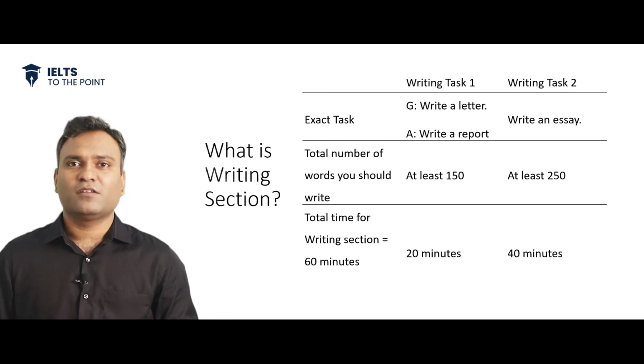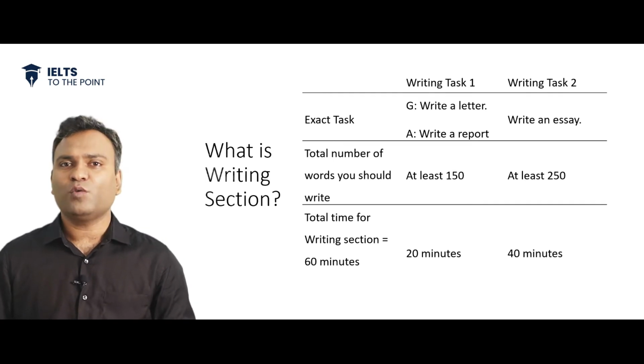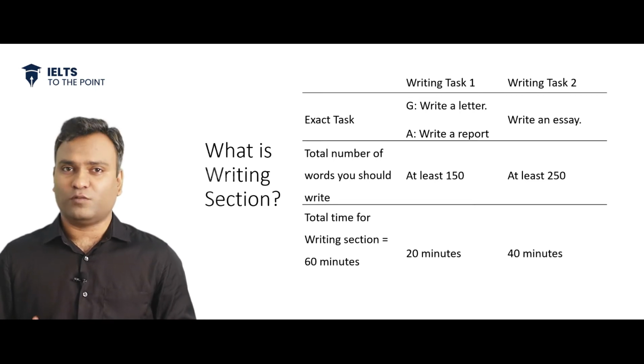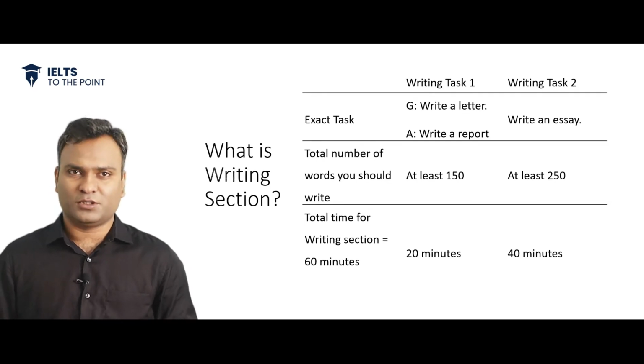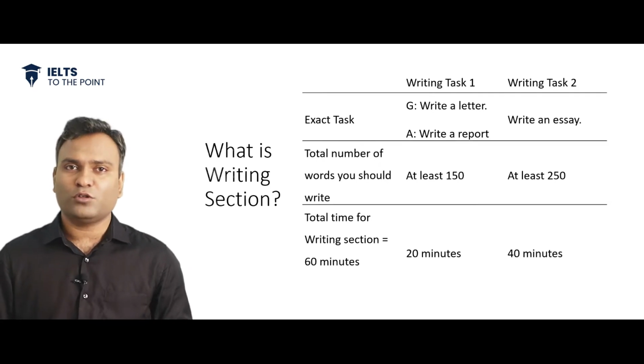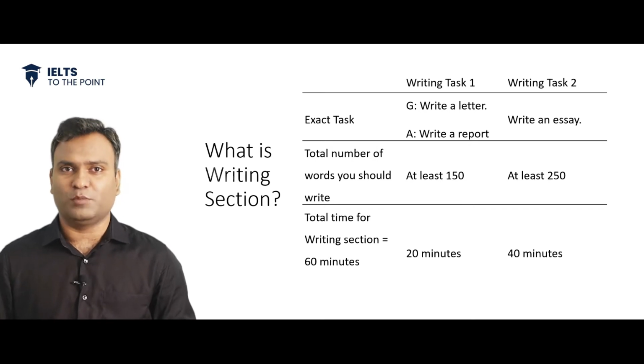Irrespective of whether you are appearing for IELTS general training or academic, you will have to face writing task 1 and writing task 2. Writing task 1 for the general training module is letter writing, whereas for the academic module it is report writing. On the other hand, writing task 2 is always essay writing for both modules. As shown in the table, IELTS writing task 1 demands that you write at least 150 words, whereas writing task 2 demands that you write a minimum of 250 words.